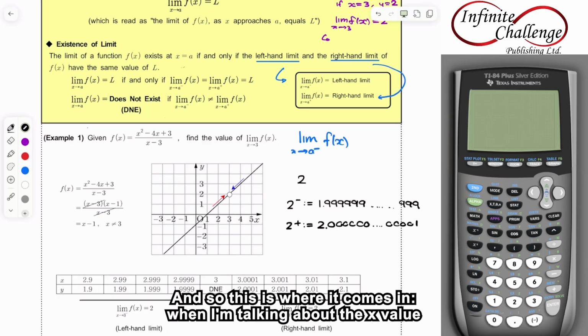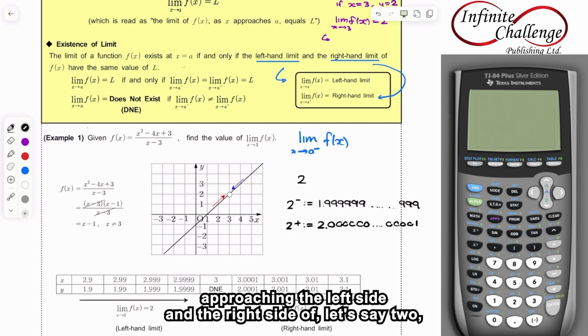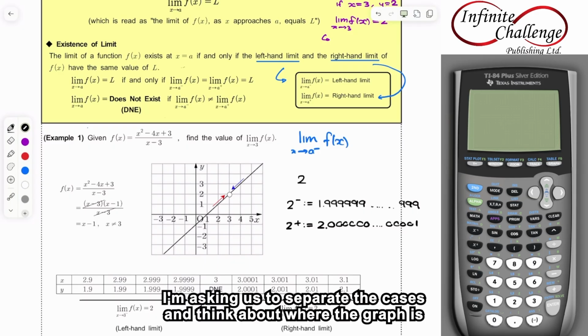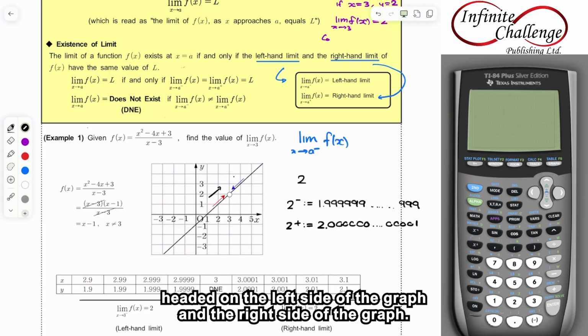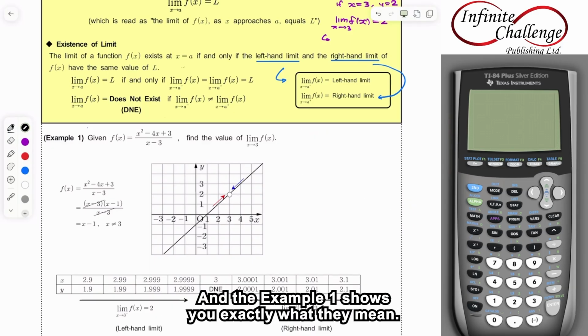And so this is where it comes in, when I'm talking about the x value approaching the left side and the right side of, let's say, 2, I'm asking us to separate the cases and think about where the graph is headed on the left side of the graph and the right side of the graph. And example 1 shows you exactly what they mean.